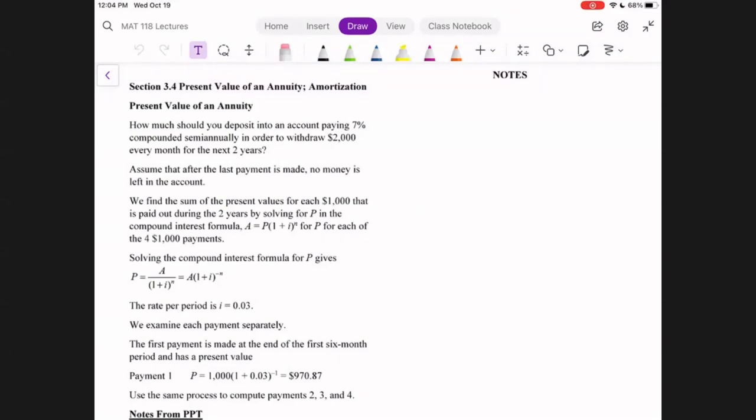Okay. So let's just think about this first question here, just to kind of thought provoke a bit. How much should you deposit into an account paying 7% compounded semi-annually if you wanted to, let's say, withdraw $2,000 every month for the next 2 years? Let's say, for instance, you won the lottery, right? And how much of this winning should you put in the bank, let's say for your mom or your dad or your relative, that they can take out so much every month to pay all their bills? You can think of this as one scenario, okay?